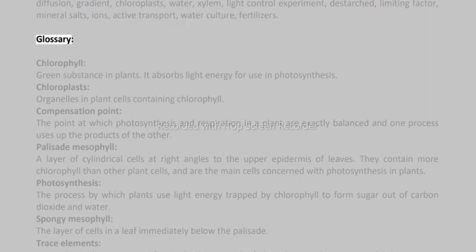Glossary. Chlorophyll, green substance in plants. It absorbs light energy for use in photosynthesis. Chloroplasts, organelles in plant cells containing chlorophyll. Compensation point, the point at which photosynthesis and respiration in a plant are exactly balanced and one process uses up the products of the other.